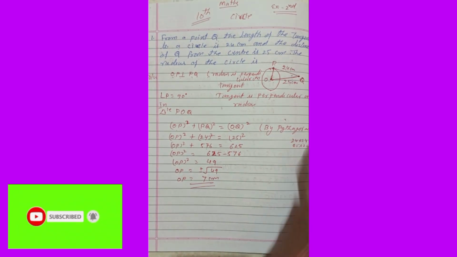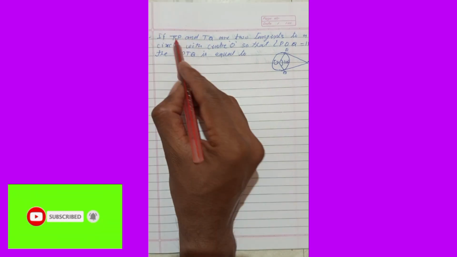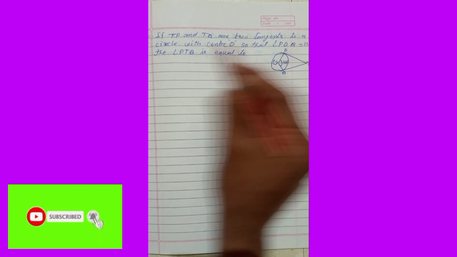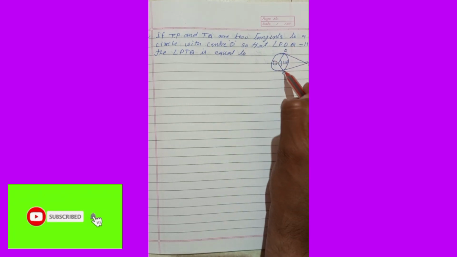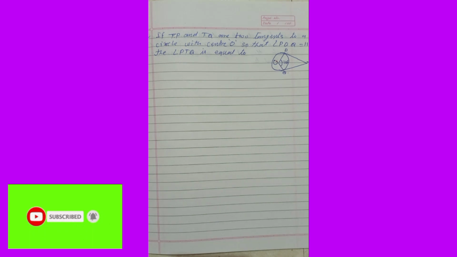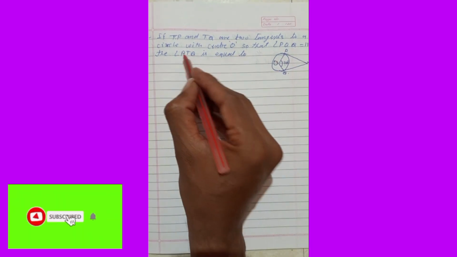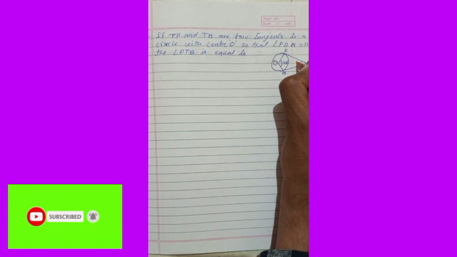Let's take the second question. Question number 2. In that question it is given that if TP and TQ are two tangents to a circle with center O, O is the center, and angle POQ is 110 degree given. We are going to find the angle PTQ. This angle we are going to find out.